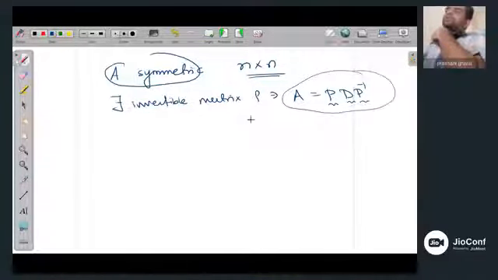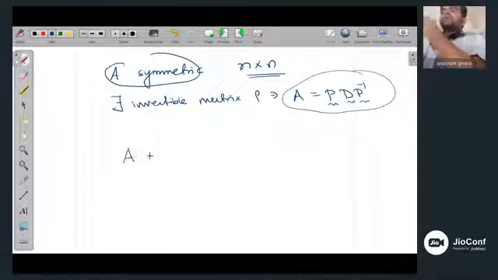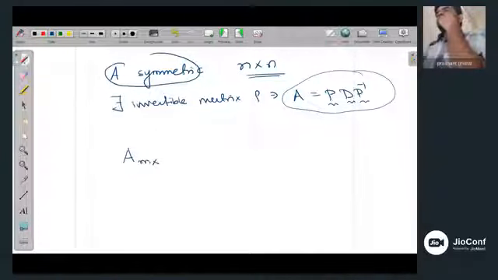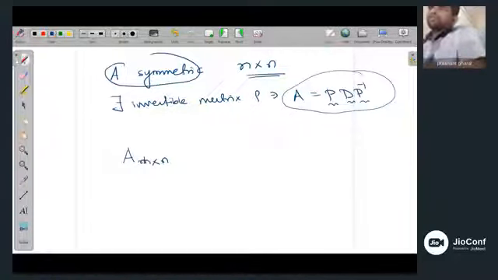Now the question is, what will happen if A is not a square matrix, not a symmetric matrix, but of order m by n? If it is of this order, then what is the situation? How much rotation is there? How much stretching is there? That is what people want to understand.